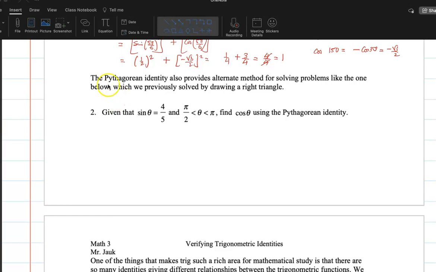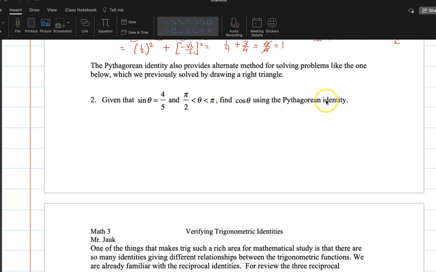The Pythagorean identity also provides an alternative method for solving problems like the one below, which was previously solved by drawing a right-angle triangle. Do you remember what we did previously? Sine theta is 4 by 5, we draw a right-angle triangle, complete it using Pythagoras' theorem, and then use SOHCAHTOA.